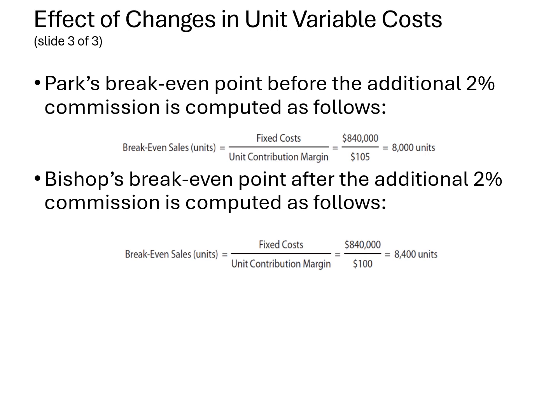So before the proposal, their break-even was 8,000 units, and if they pay more in sales commissions, then their break-even becomes 8,400. So they have to sell an additional 400 units to break even under the new sales commission proposal.